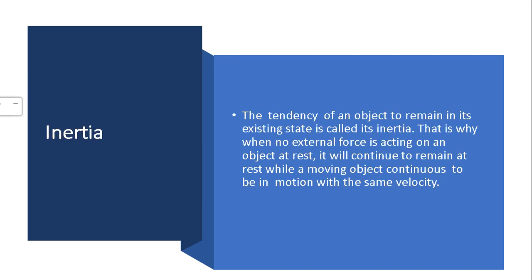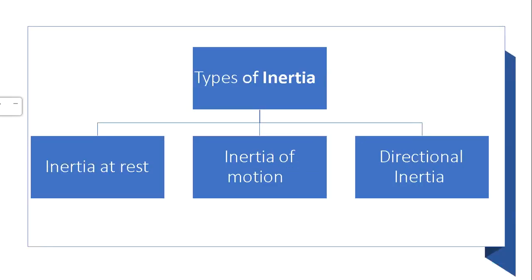Now here we have to study the new topic called inertia. Inertia means the tendency of an object to remain in its existing state. That is why, when no external force is acting on an object at rest, it will continue to remain at rest, while a moving object continues to be in motion with the same velocity. This is called inertia.